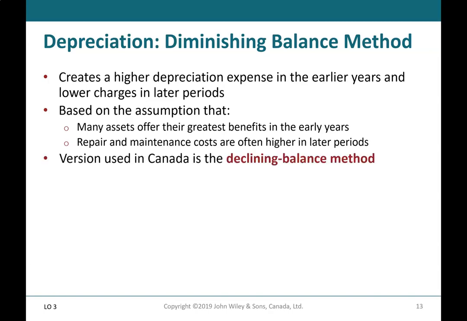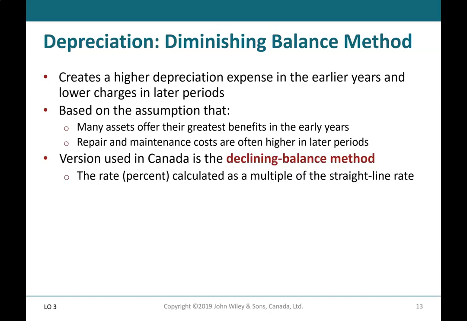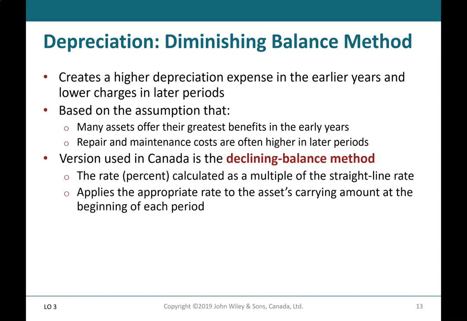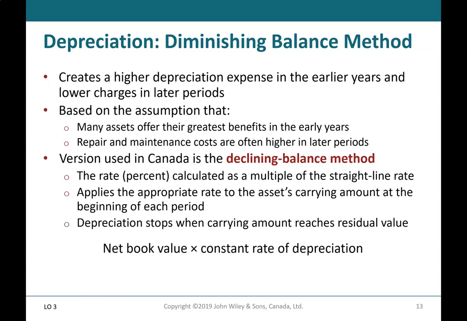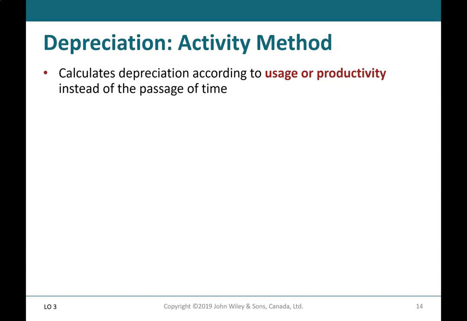Version used in Canada is the declining balance method. The rate percent, calculated as a multiple of the straight line rate, applies the appropriate rate to the asset's carrying amount at the beginning of each period. Depreciation stops when carrying amount reaches residual value. Net book value times constant rate of depreciation.